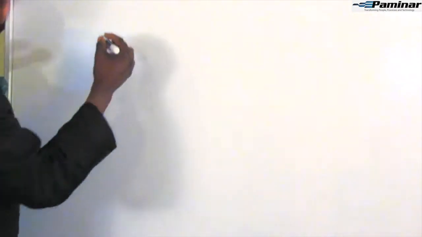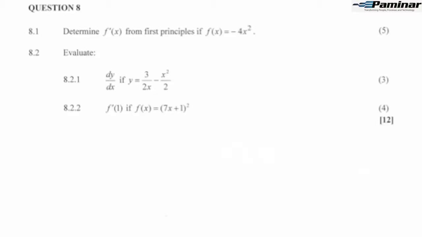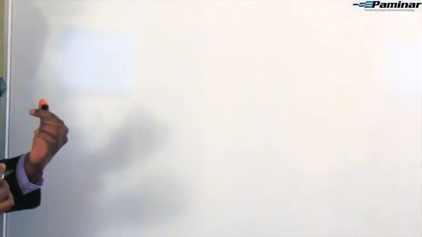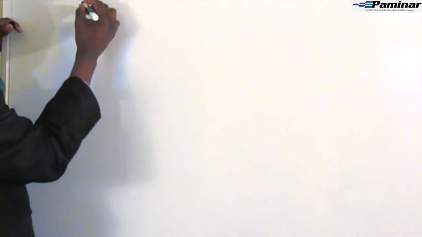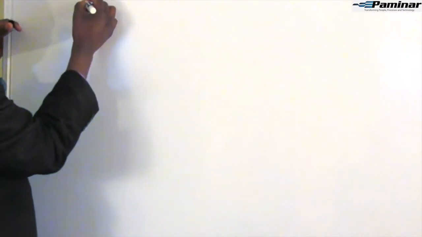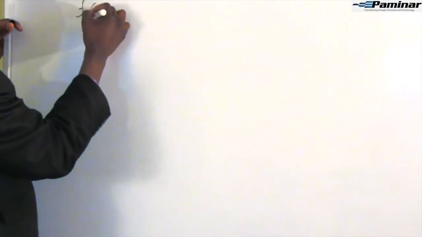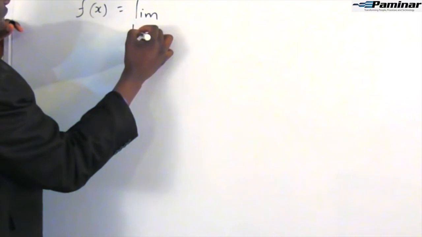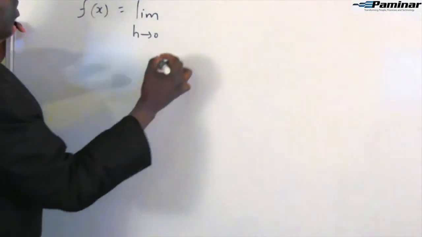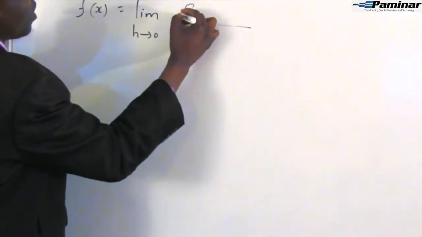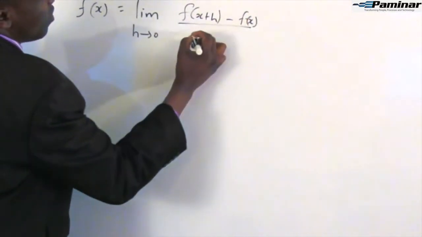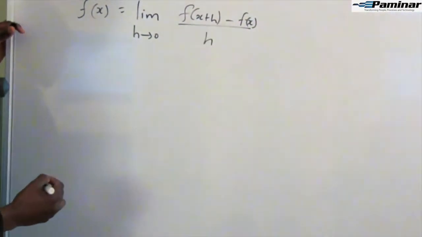Now it says that f of x is minus 4x squared. Alright, now using the first principles, we say f prime x is the limit as h approaches 0 of f of x plus h minus f of x, all over h, like this.